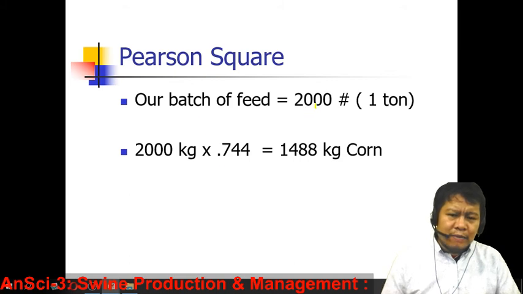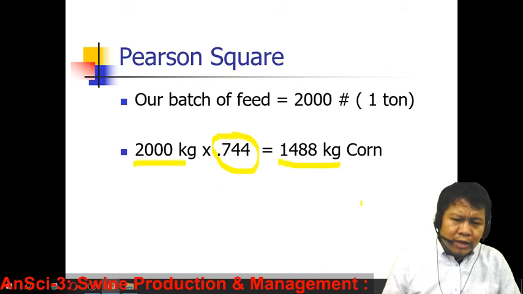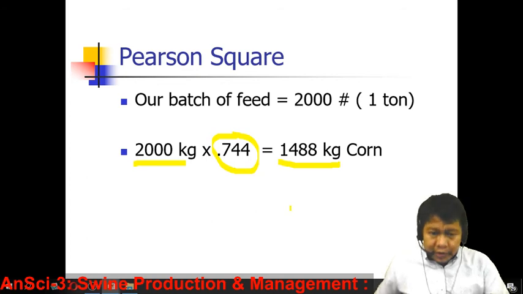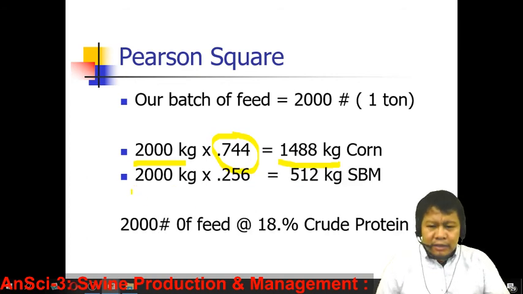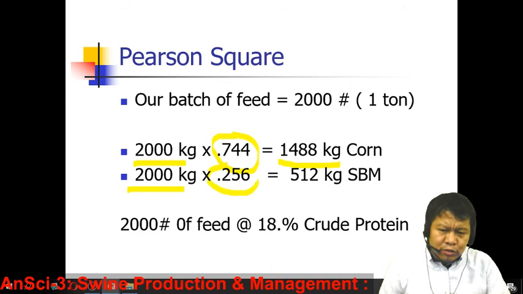Okay, our batch, we need 2,000 kilograms. For corn, since it is 74.4%, in decimal that is 0.744. Times 2,000, we need 1,488 kilograms of corn. Then the soybean meal, since it is 25.6%, in decimal that is 0.256. Times 2,000, we need 512 kilograms of soybean meal.